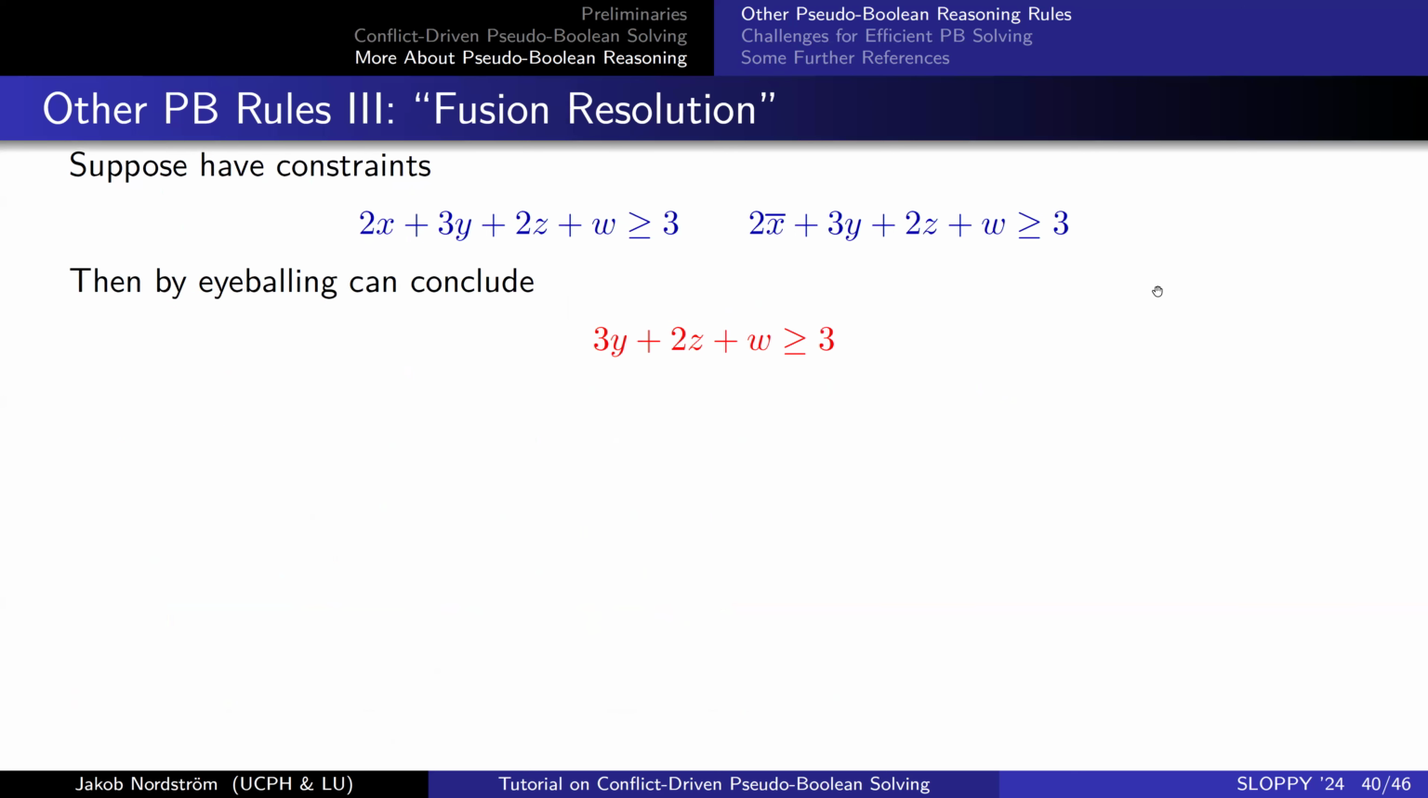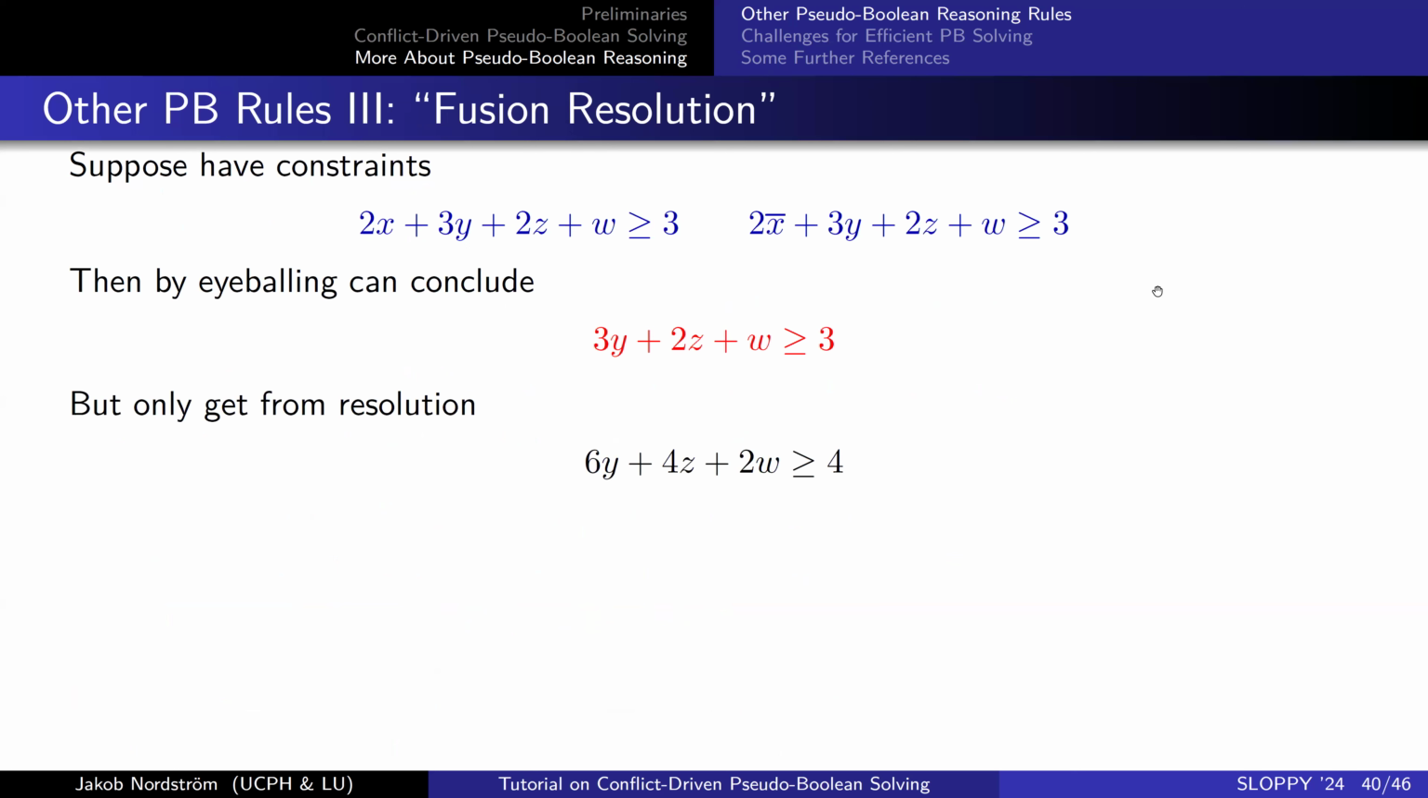Another thing, suppose I have 2 constraints which are exactly the same, except that I have 2x on the left and 2x bar on the right. Then it's kind of clear that, well, x is either true or false, so the rest of the constraint has to hold, right?